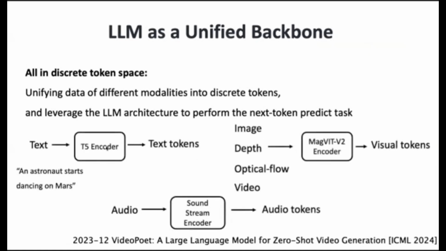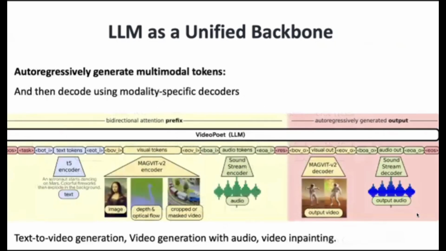So we have text input to the T5 encoder, and we get the text tokens. And we also have the image, depth, optical flow, and videos as input to the MAGVIT V2 encoder, and we can get the visual tokens. Also, we have audio, and we input the audio to the SoundStream encoder and get the discrete audio tokens. And then we can perform the next token prediction task in a unified manner.